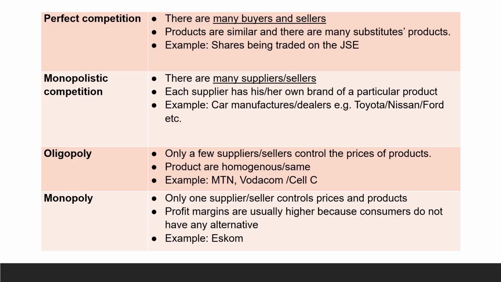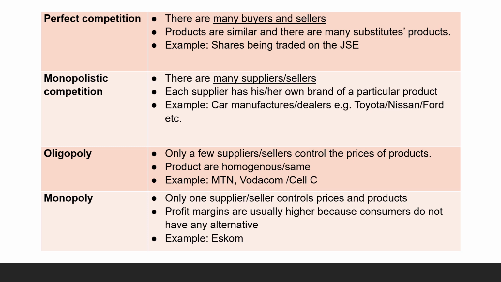The different types of markets that we get are perfect competition, monopolistic competition, oligopoly, and monopoly. Perfect competition is where there are many buyers and sellers, and they compete against one another. For example, shares being traded on the JSE. Then a monopolistic competition is when there are many suppliers or sellers. So each supplier has his or her own brand of a particular product. For example, the different car dealers. They all sell cars, but they sell it under their own brand.